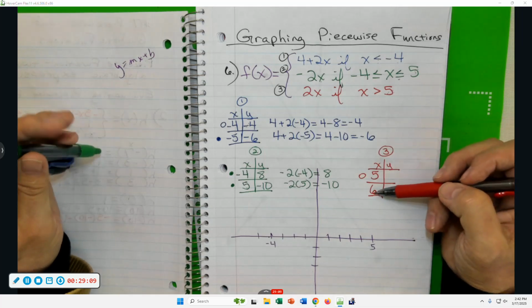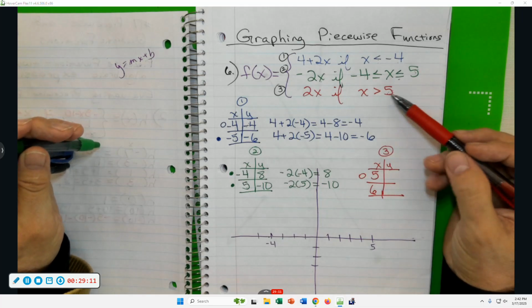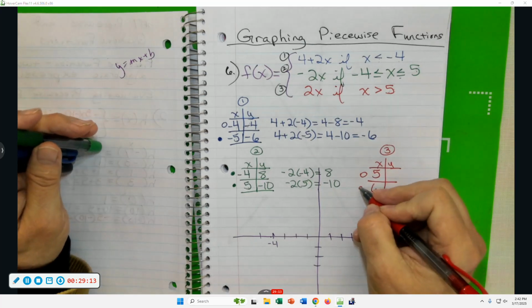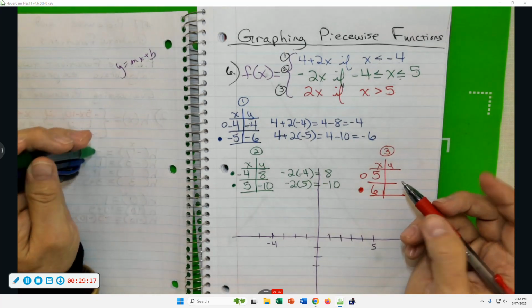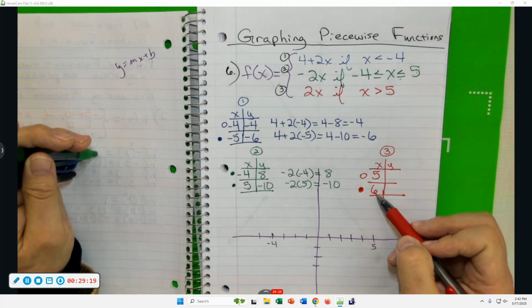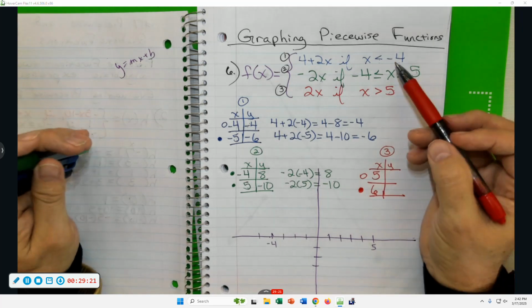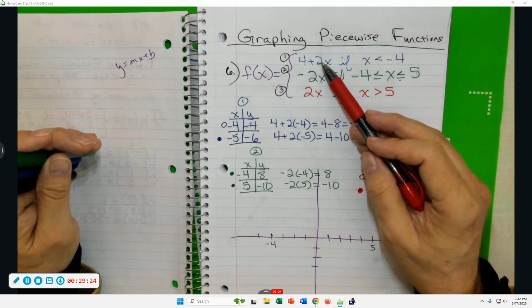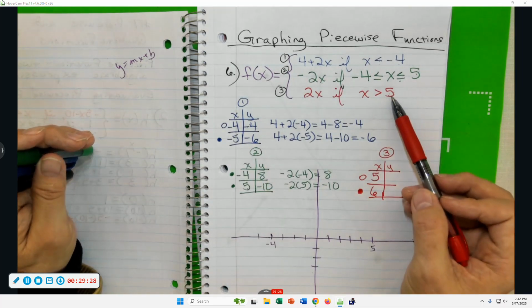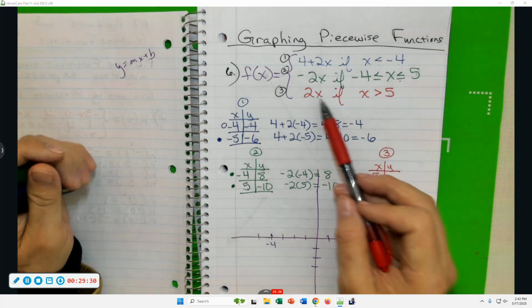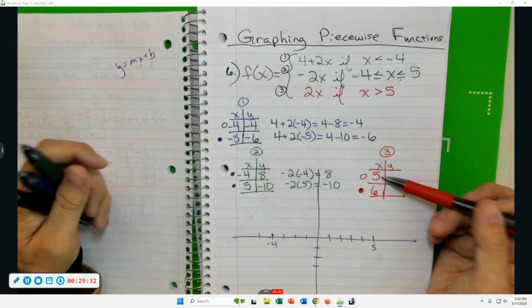What about 6? Does 6 satisfy it? Yes, so that's a regular closed dot. The numbers you choose on your own have to be regular closed dots. The only time when I plug -4 into the blue piece, I can have an open circle on the graph. When I plug 5 into the red piece, there's no equality, so I'll have an open circle.